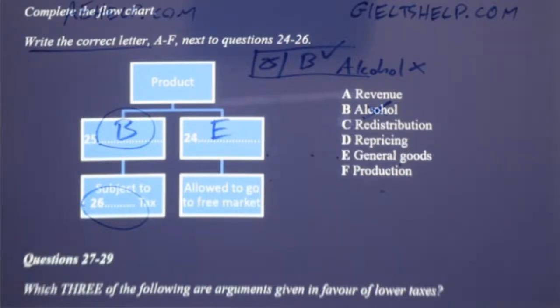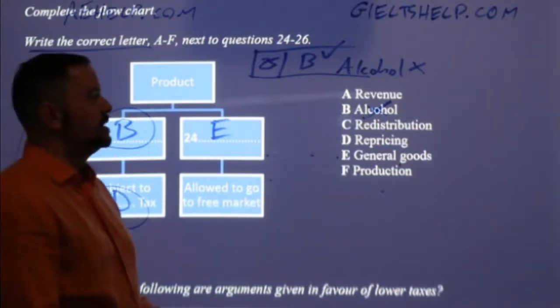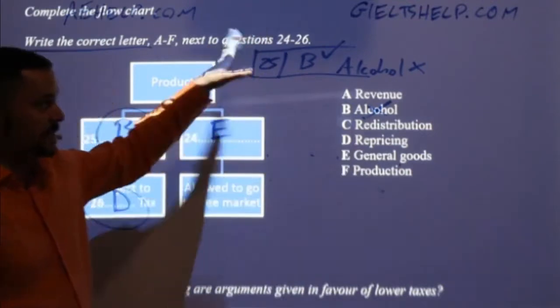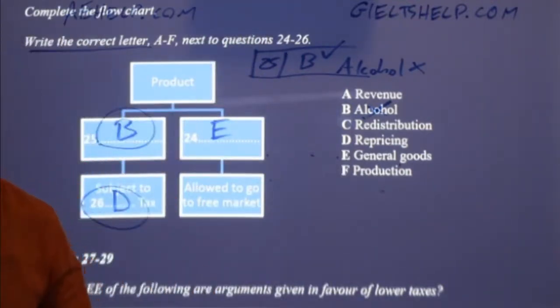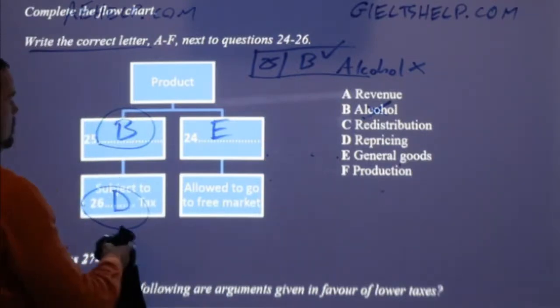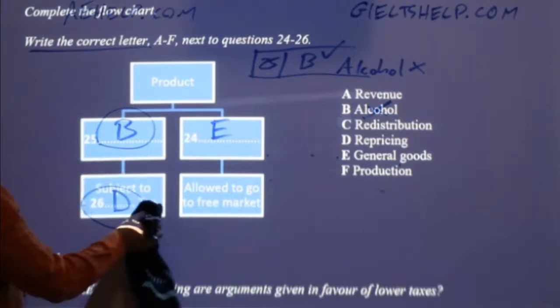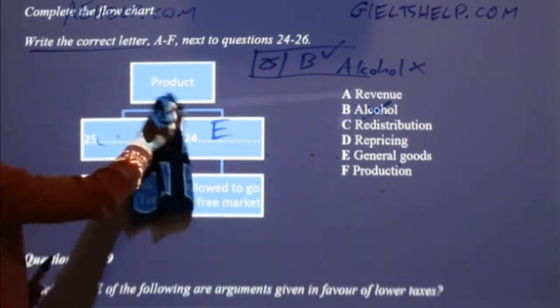Subject to what kind of a tax for number 26? What kind of a tax? It's D, repricing tax. That's right. It's the third reason, right? So redistribution, that was the second. And then the speaker says, let's talk about the third. Okay? So here we go. So B, E, and D were the correct answers there.